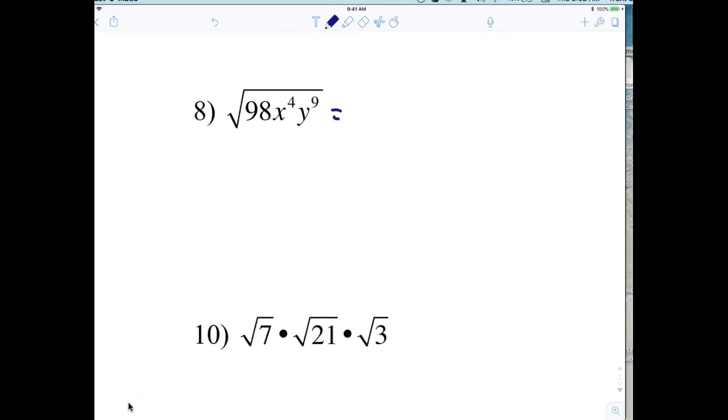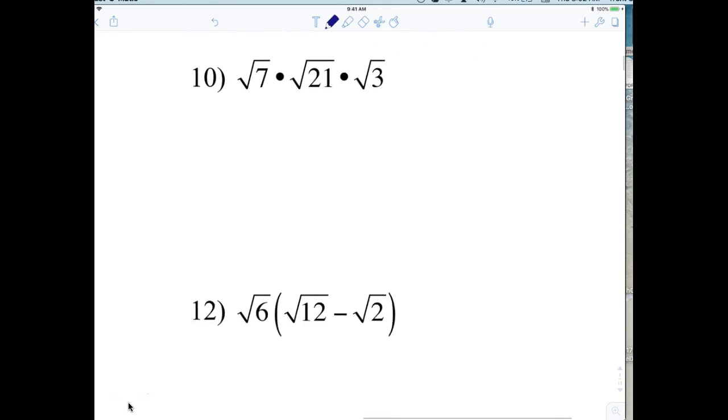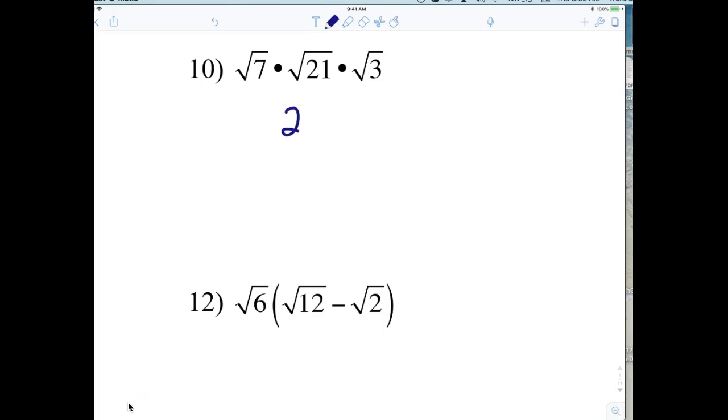Number 8. All right. 7x squared y 4 radical 2. You okay with that? Should be pretty standard now. All right, now here I'm hoping you look at that and just say 21, right? Everybody good on that?